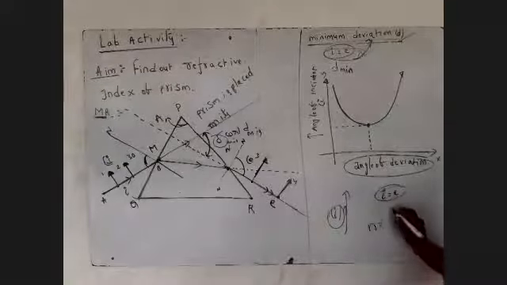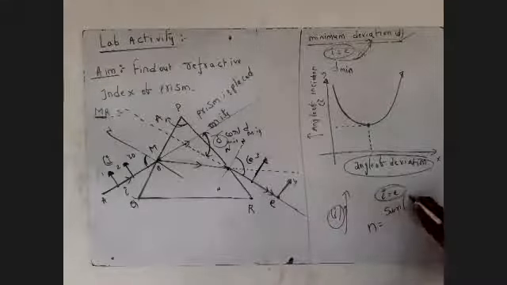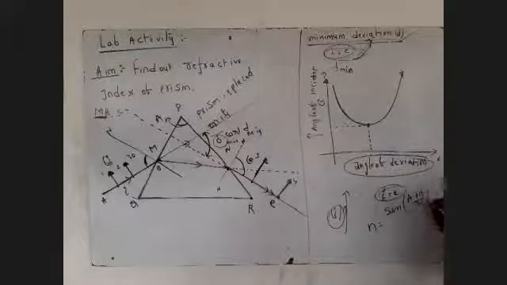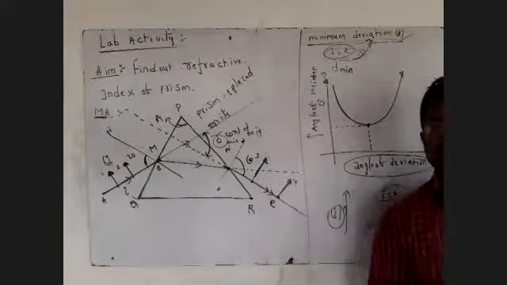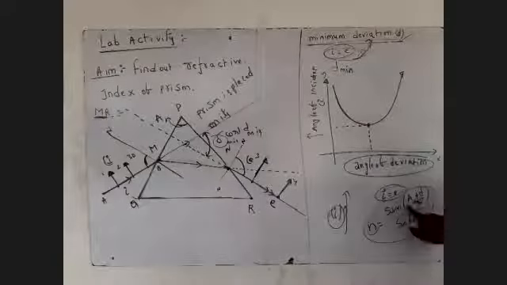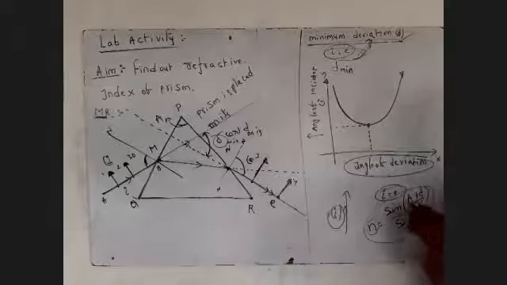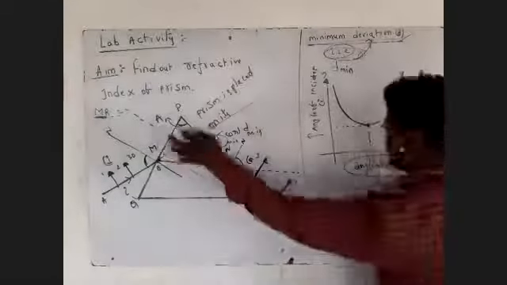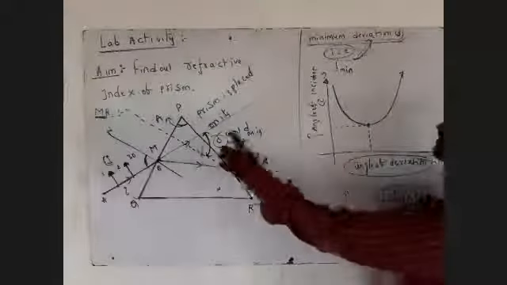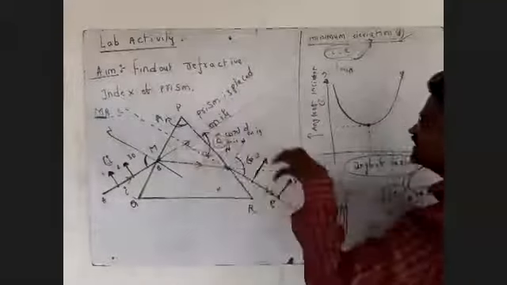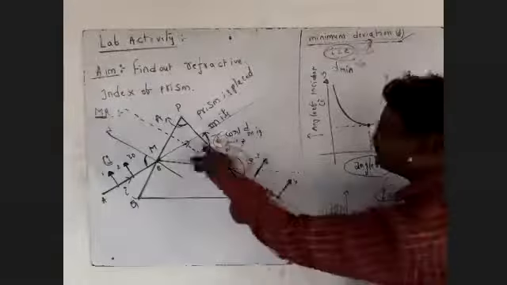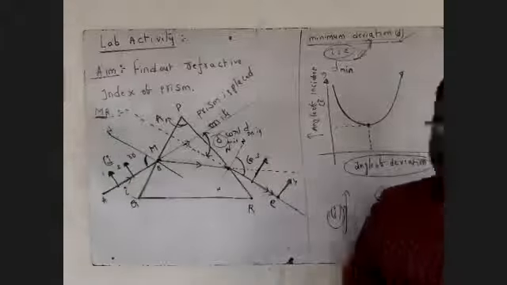n is equal to sine of (A plus D) by 2 divided by sine of A by 2. Here n indicates the refractive index of the prism, A is the angle of the prism, and D is the deviation. All values collected from the practical are put in this equation.